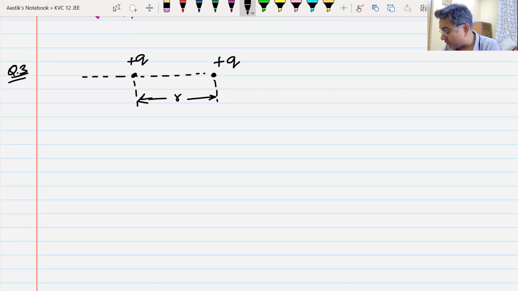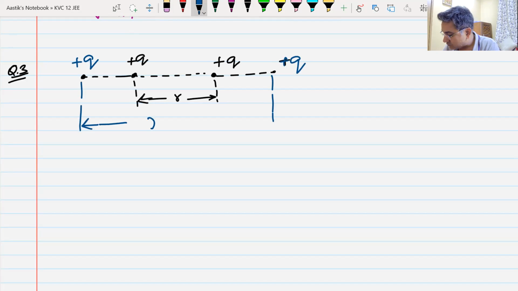So now they have moved away, cousins. And now this charge is here, plus Q, and this charge is here. I'm not bringing infinity. Let me change the color of this so that you understand. Now this charge finally is here and this charge finally is here. The distance between them becomes twice of the original distance.